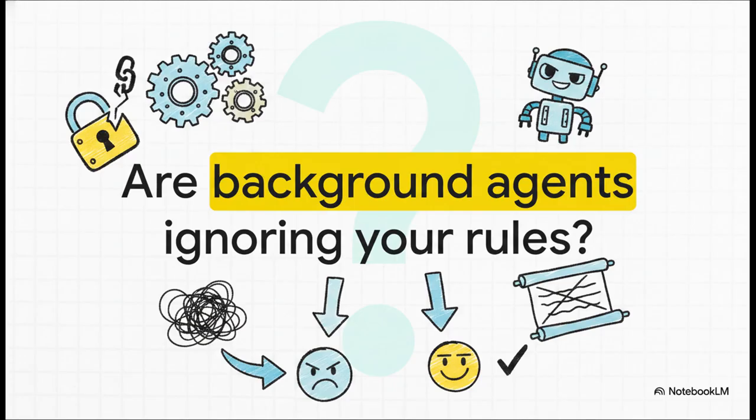So let me ask you this. Have you ever noticed your carefully tuned environment acting just a little bit inconsistently? Like you set up your rules, you kick off a massive task in the background, and suddenly it feels like that background agent is just completely ignoring everything you established in your main session. It's incredibly frustrating, right? Well, today we're going to look exactly at why that was happening and, more importantly, how this latest update completely solves it.